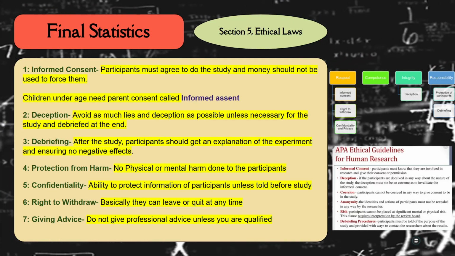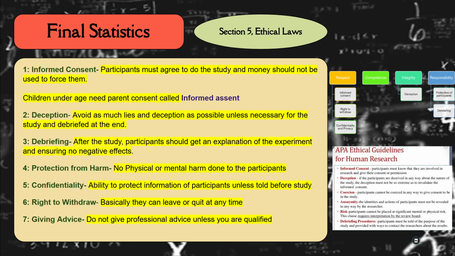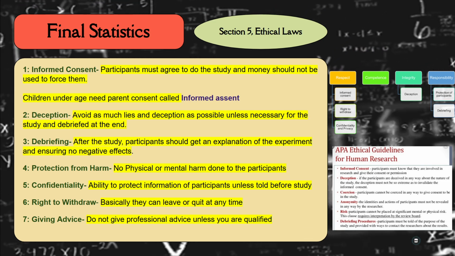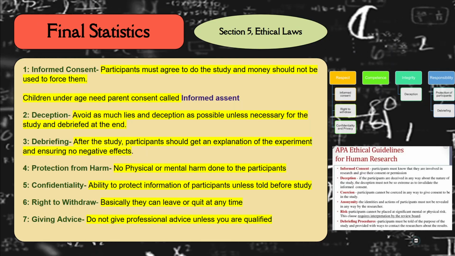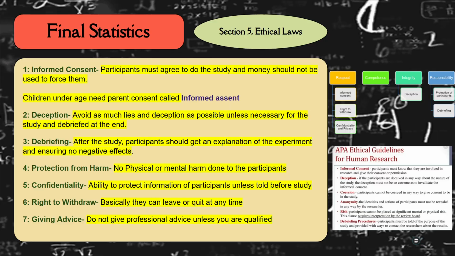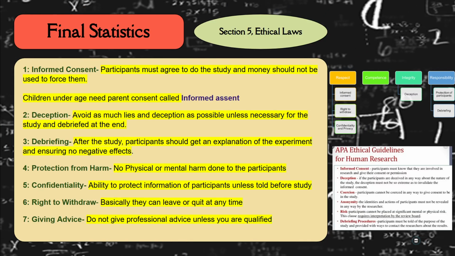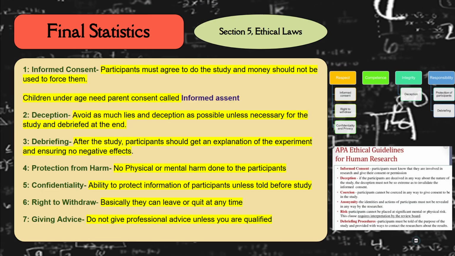Number 2 is deception. Try not to lie unless you absolutely have to, and you have to debrief them, which means go over it at the end of the experiment. So you can't just lie and never tell them. You do have to wind up telling them after the experiment is over. Debriefing is after the experiment, you have to discuss those lies if there were any, and ask them questions or answer anything that they have, and make sure there's no negative effect long term.